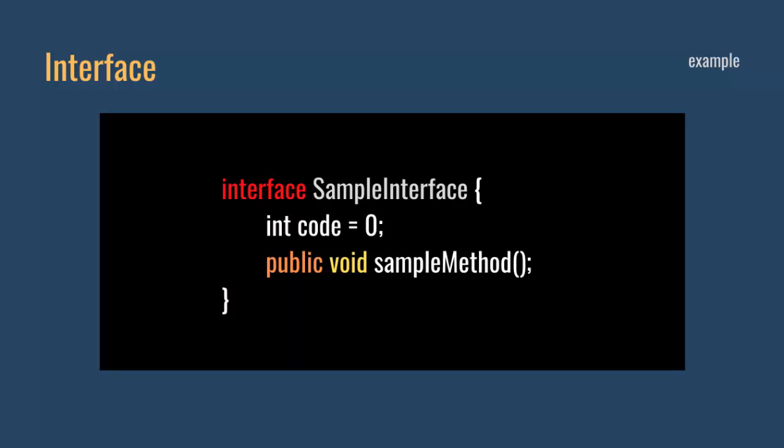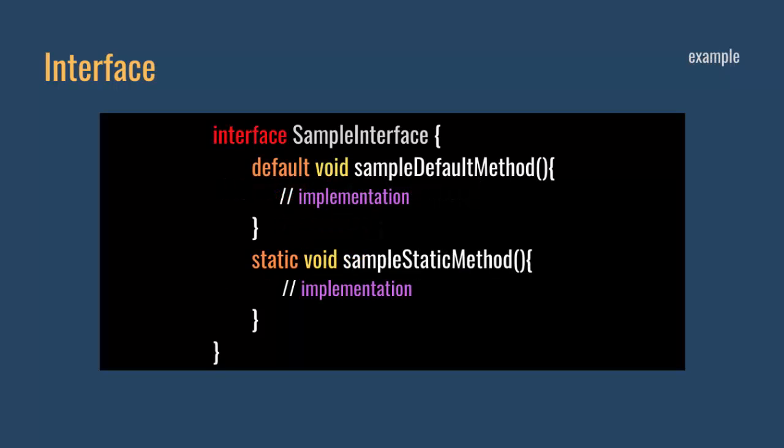We can declare abstract methods in an interface. It can be implemented by a class. We can implement methods in an interface using the default and static keywords. If you use the default keyword, you can override it in an implementing class. If you use the static keyword, you cannot override it in an implementing class.